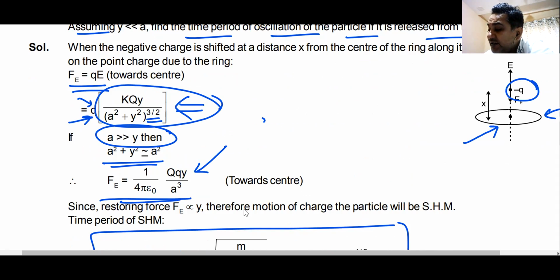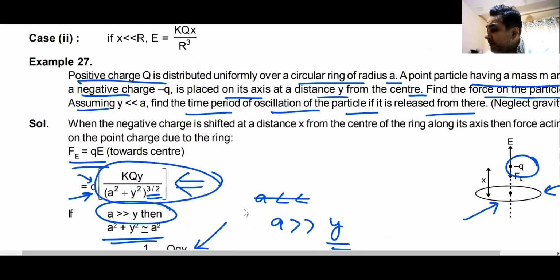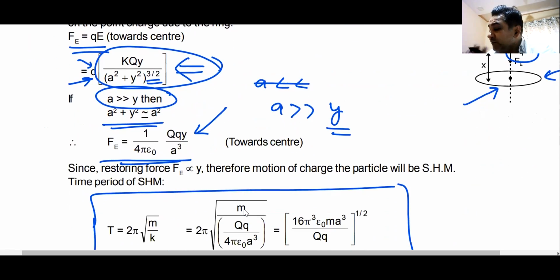Then we put the condition that the distance A is very, very large compared to Y. The distance Y, it is given here, beta. Y is very, very small compared to A. So A square plus Y square becomes simply A square. So we have A cube in the denominator, and this is directly proportional to Y.